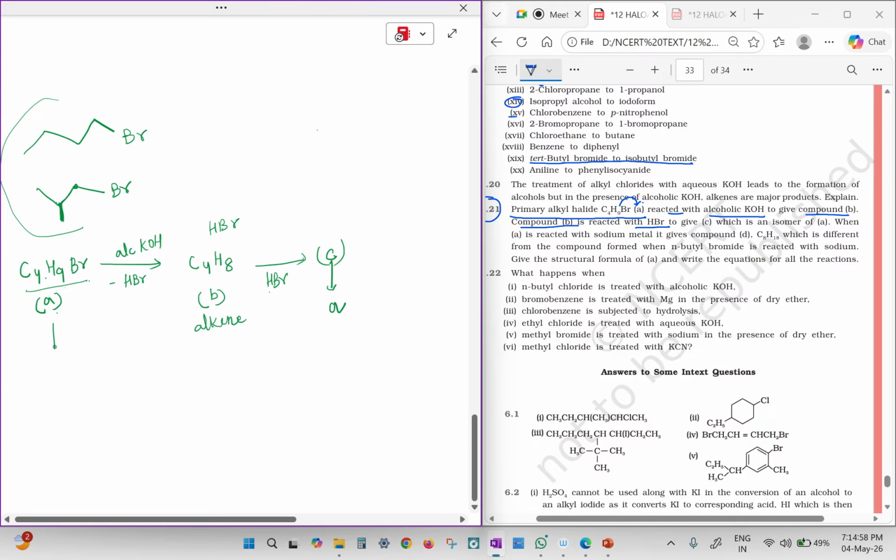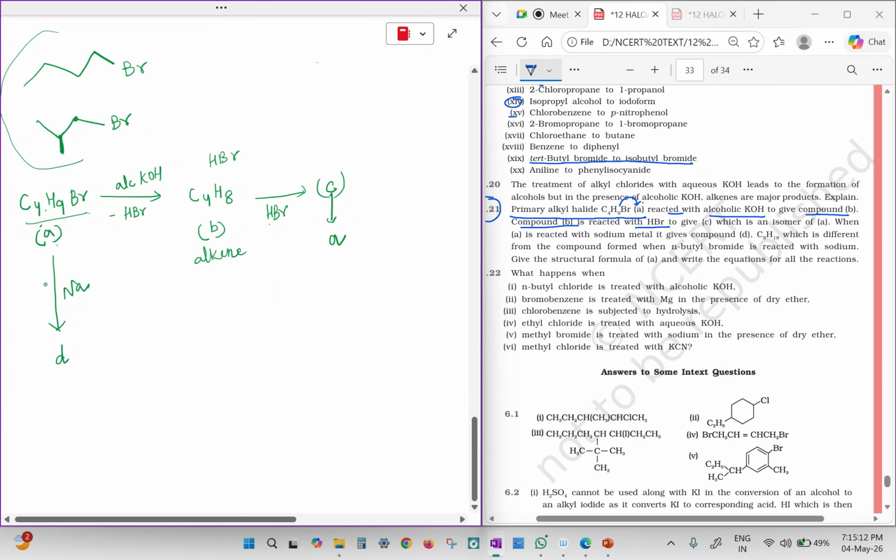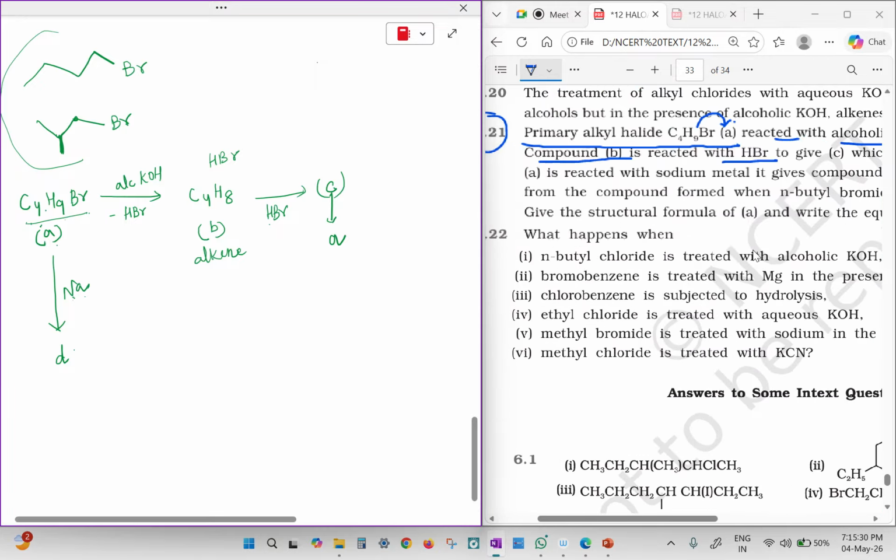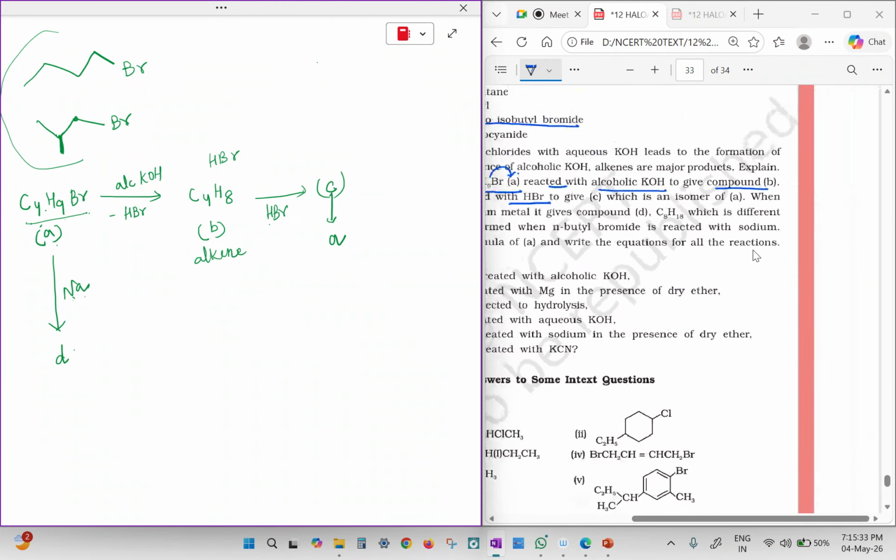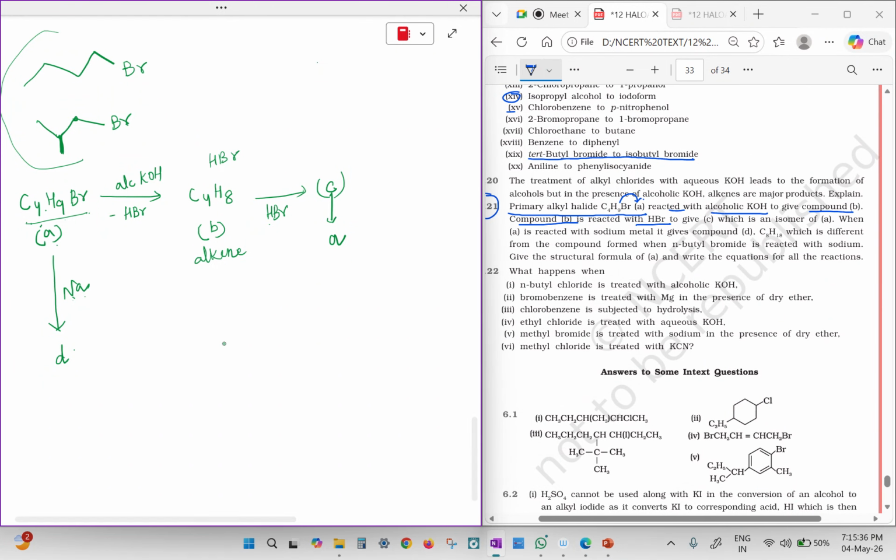When A is reacted with sodium metal, it gives compound D. So there must be Wurtz reaction, correct? There is Wurtz reaction going on. Alkyl halide plus sodium metal. Don't even expect dry ether. Even sodium metal is good enough to identify Wurtz reaction. So when it is treated with sodium metal, it gives compound D. What is the formula of the compound D? The formula of the compound D is C8H18.